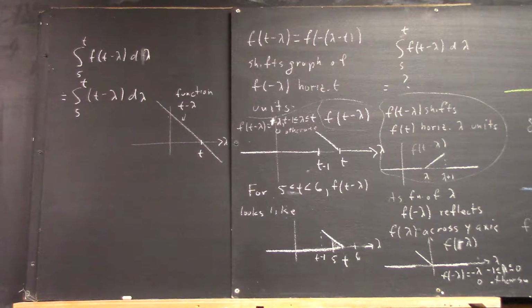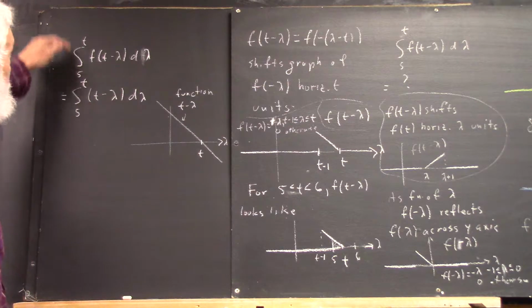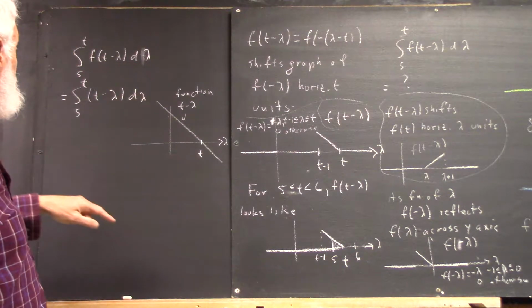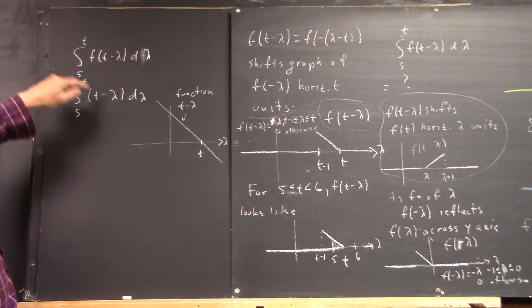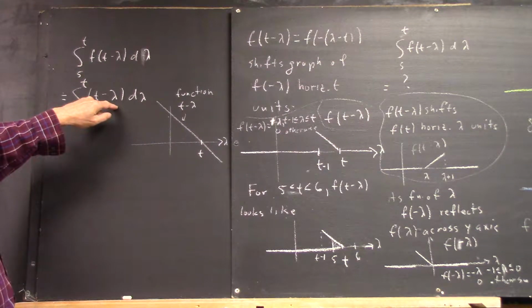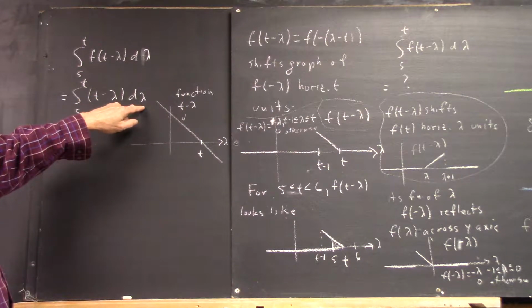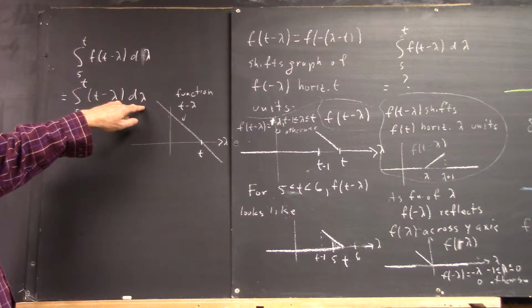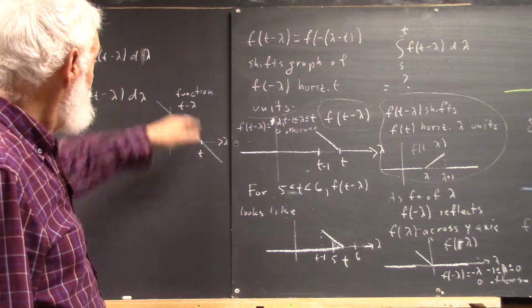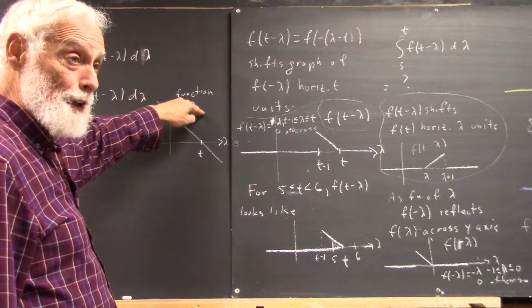Okay, so our integral between 5 and t of f of t minus lambda d lambda turns out to be the integral from 5 to t of t minus lambda d lambda. And here's our function, t minus lambda.